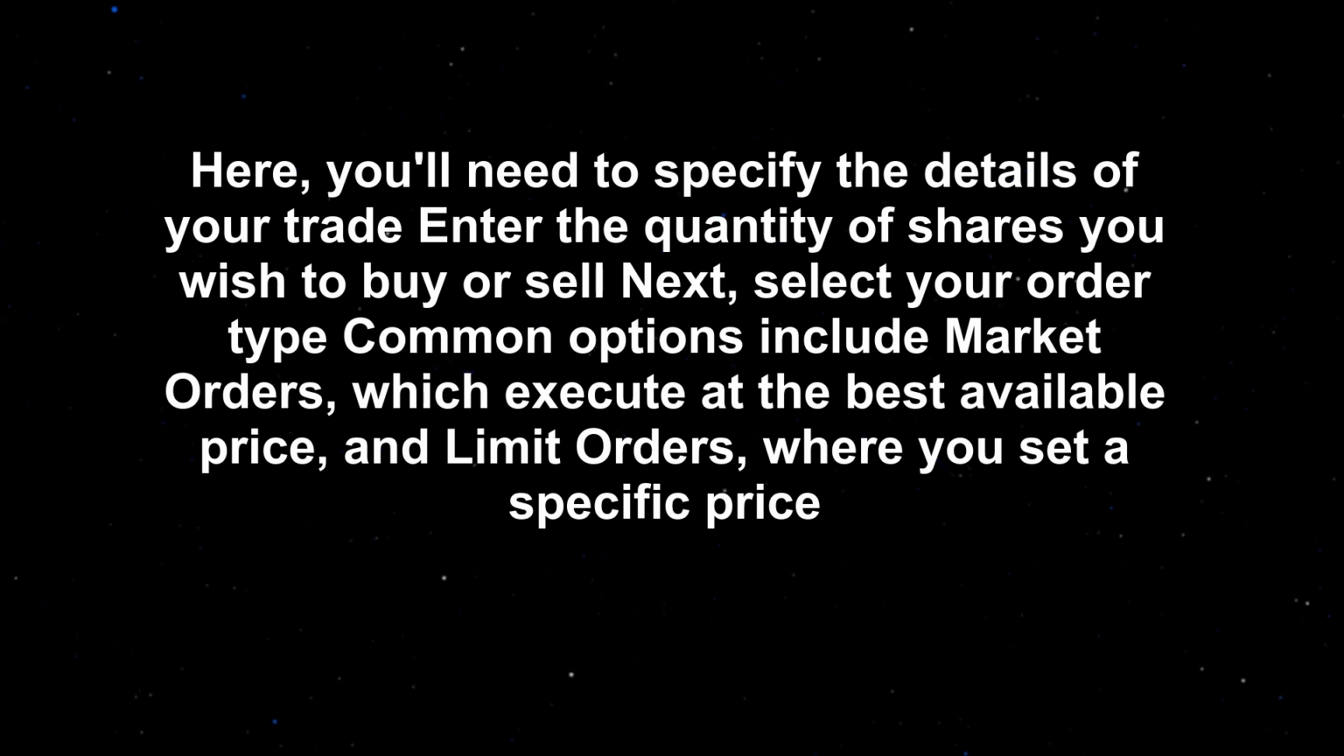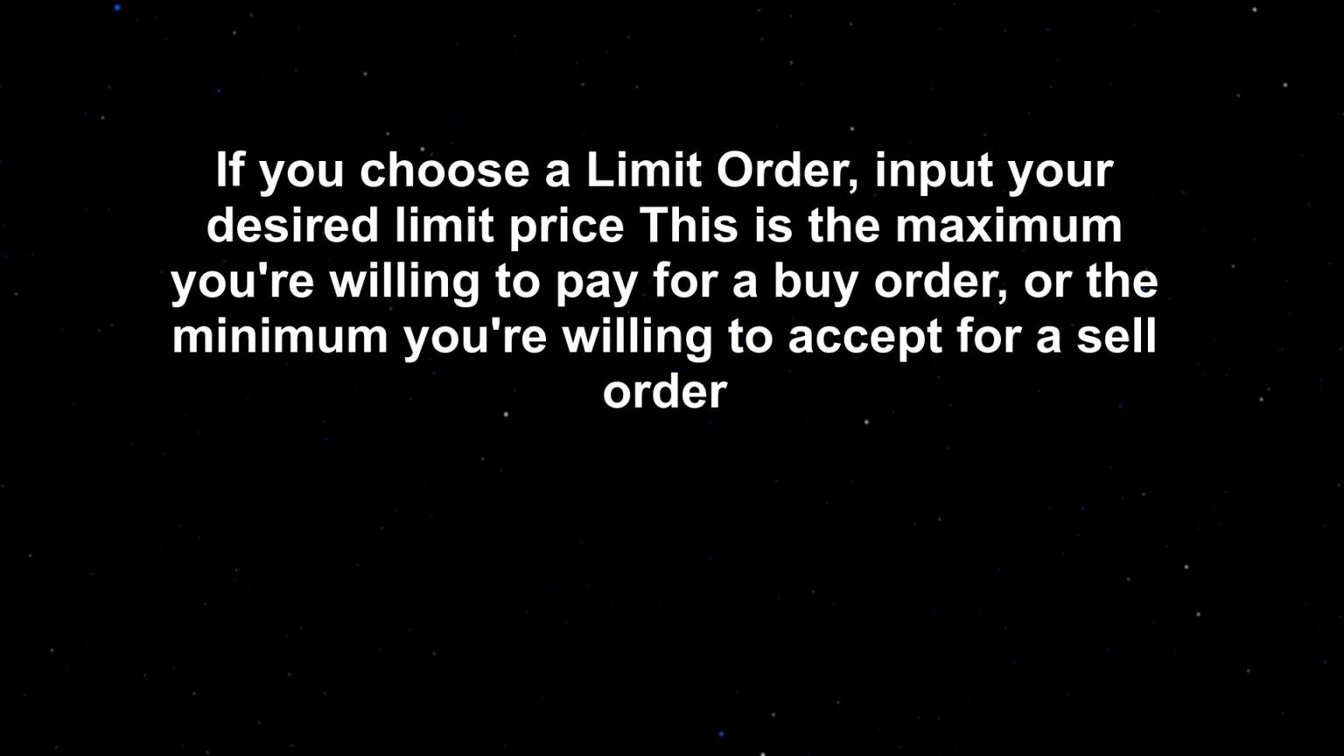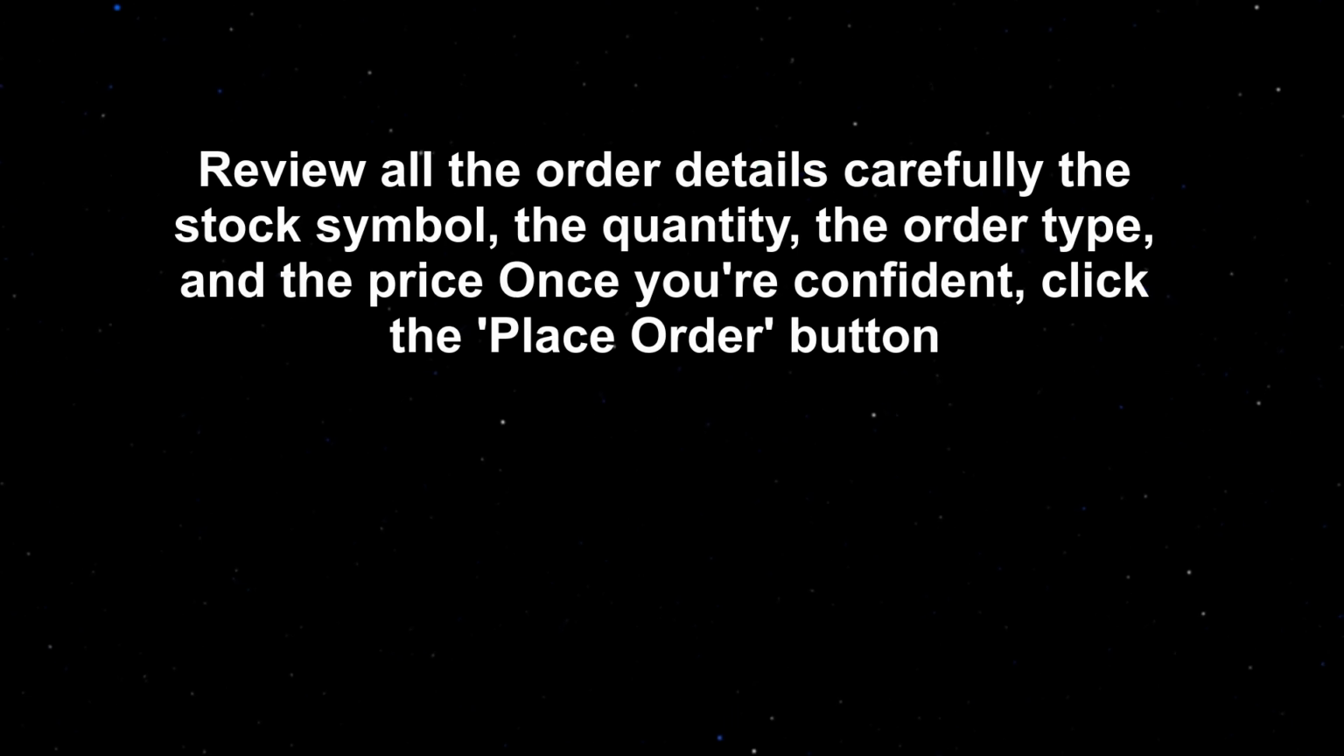Common options include market orders, which execute at the best available price, and limit orders, where you set a specific price. A market order is good for immediate execution, while a limit order gives you control over the price you're willing to pay or receive. If you choose a limit order, input your desired limit price. This is the maximum you're willing to pay for a buy order, or the minimum you're willing to accept for a sell order. Review all the order details carefully: the stock symbol, the quantity, the order type, and the price.